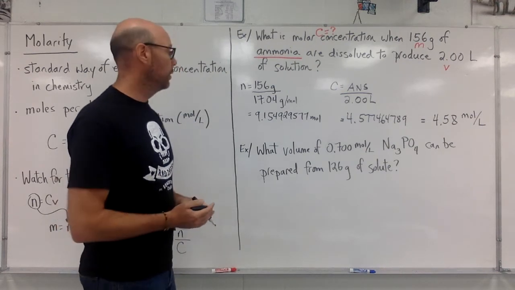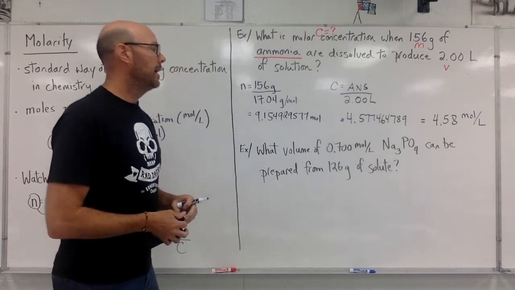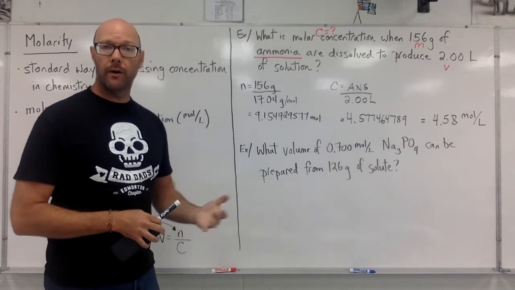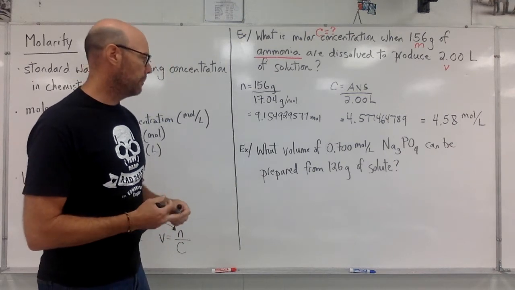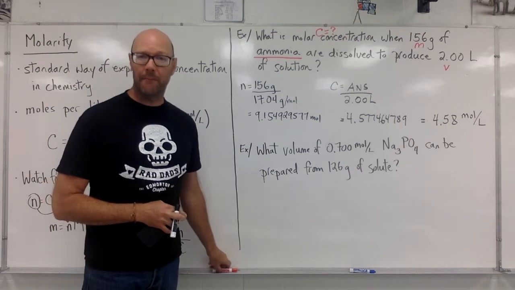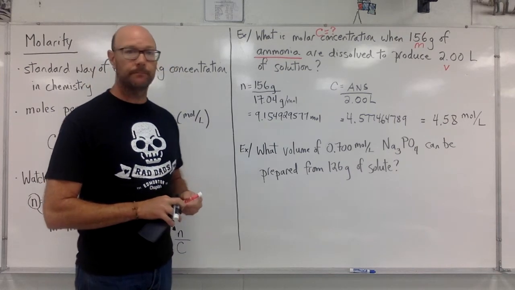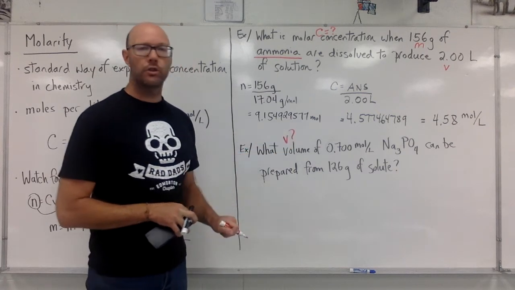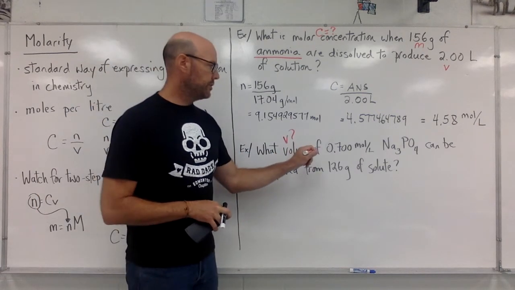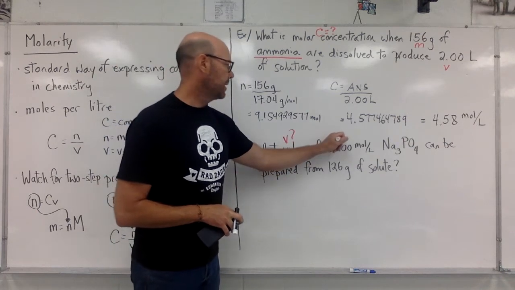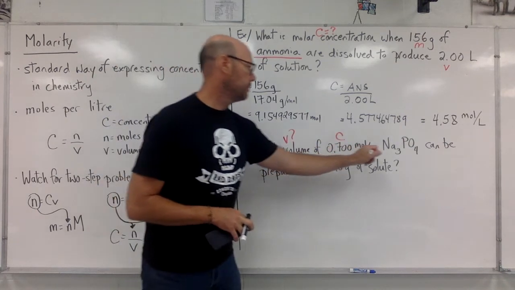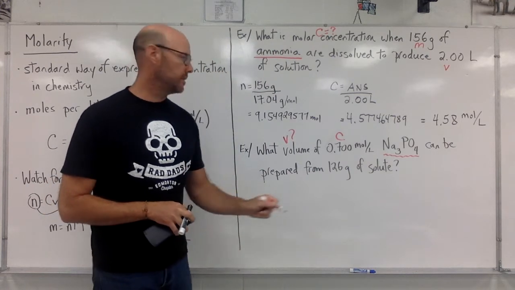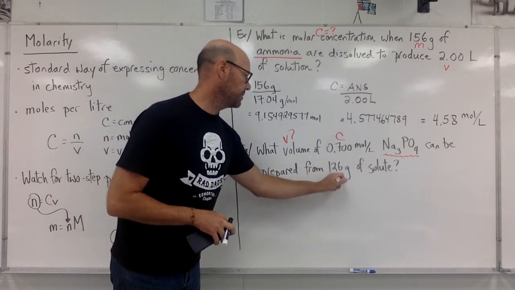One more example. What volume of 0.700 mole per liter sodium phosphate can be prepared from 126 grams of solute? What volume? Looking for the volume, question mark. 0.700 moles per liter, that's the concentration. Sodium phosphate is going to be significant, and here 126 grams is the mass.